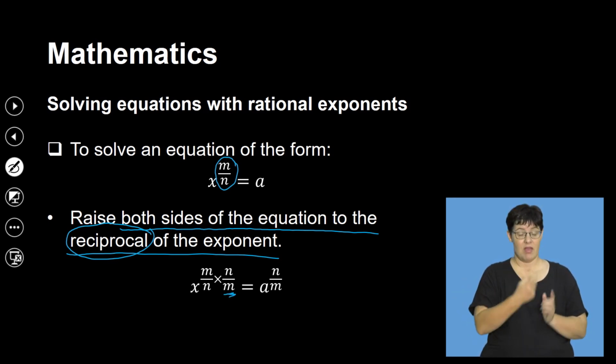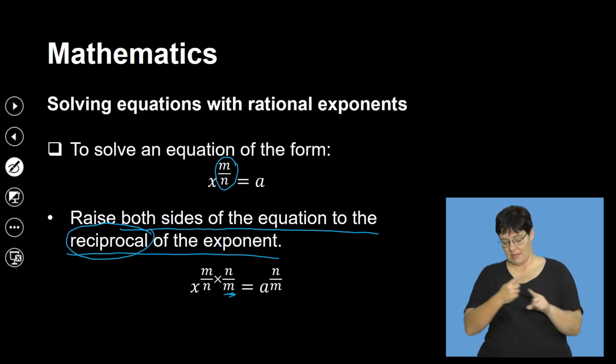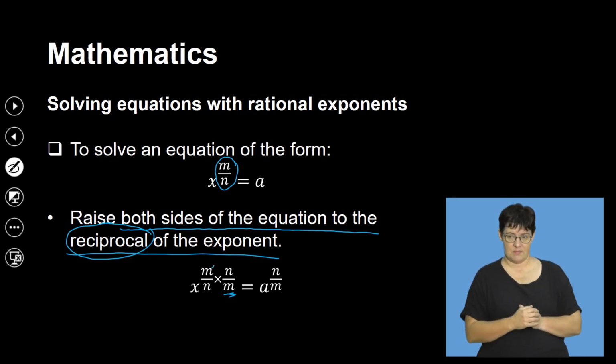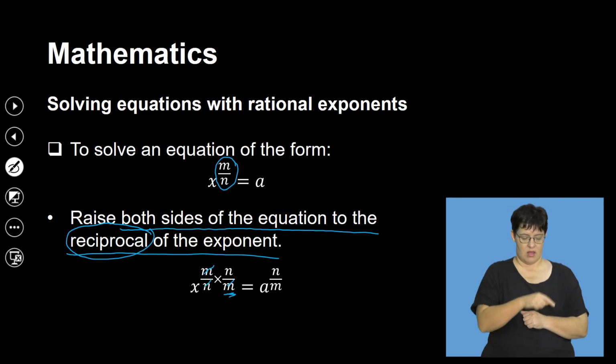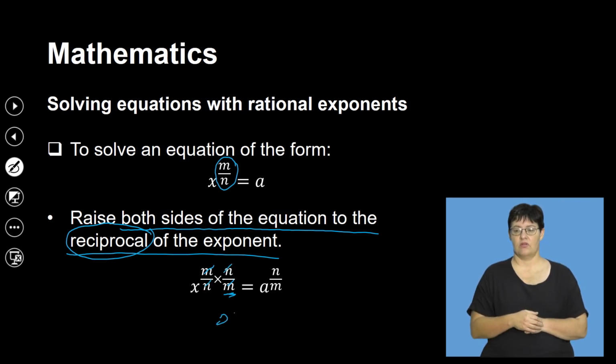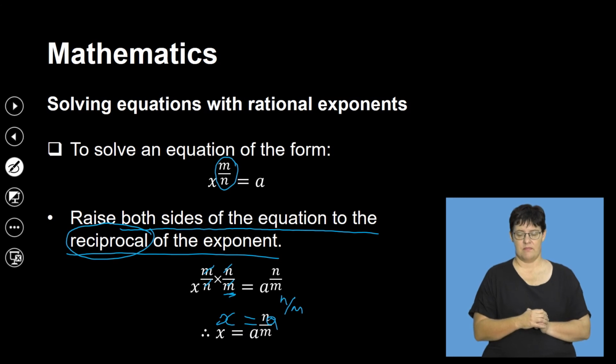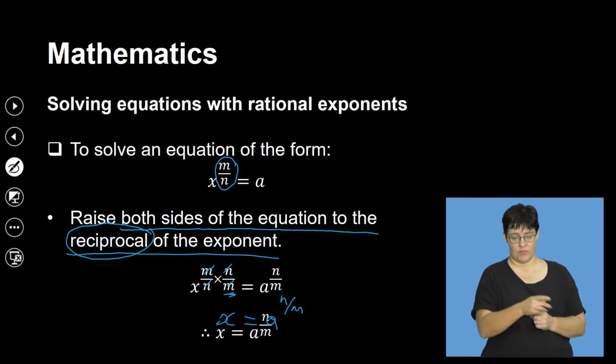When you raise it, it's the same as multiplying the exponents, right? Therefore, this and that will divide, that and that will divide. I will be left with just x is equal to a to the exponent of n over m, like that, right? So that's what I will then have there for you.